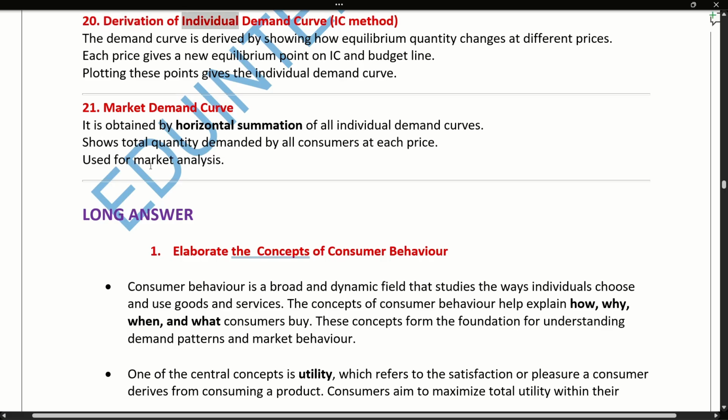20. Derivation of Individual Demand Curve, IC method. The demand curve is derived by showing how equilibrium quantity changes at different prices. Each price gives a new equilibrium point on IC and budget line. Plotting these points gives the individual demand curve.